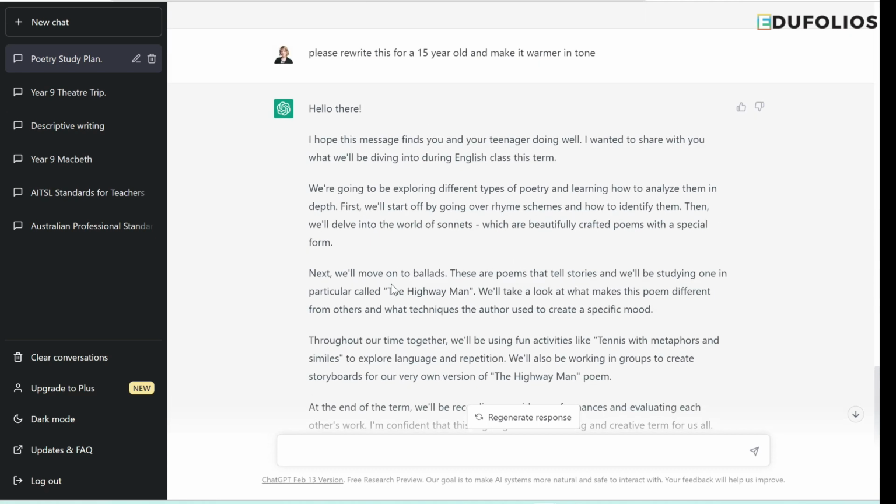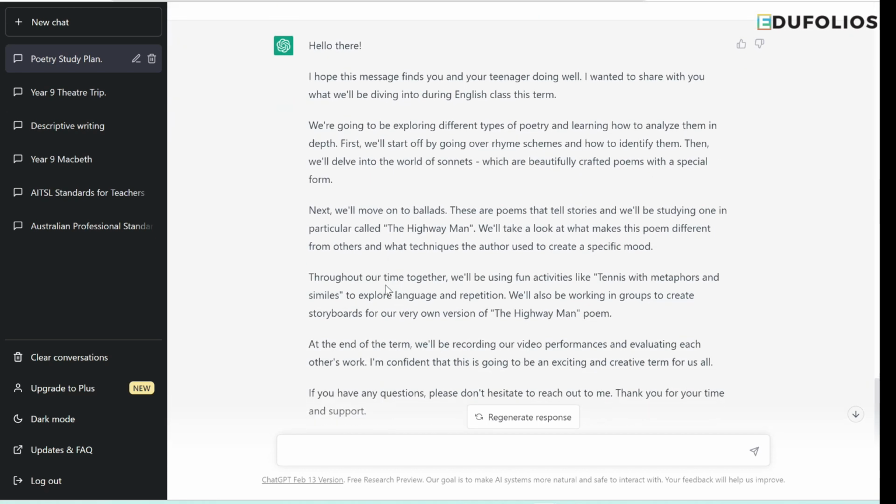So if you are being asked to write to parents about what's going on, then this is how you can do that. What if you're being asked to write for the newsletter? What are you going to be doing in year 7? So we can get Chat GPT to help us with that too.